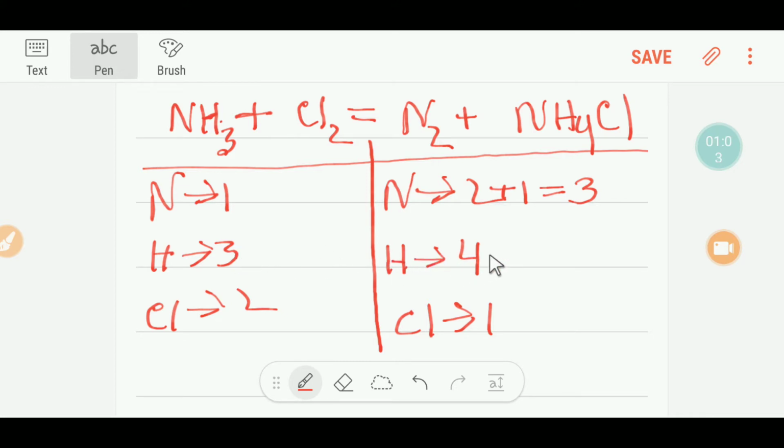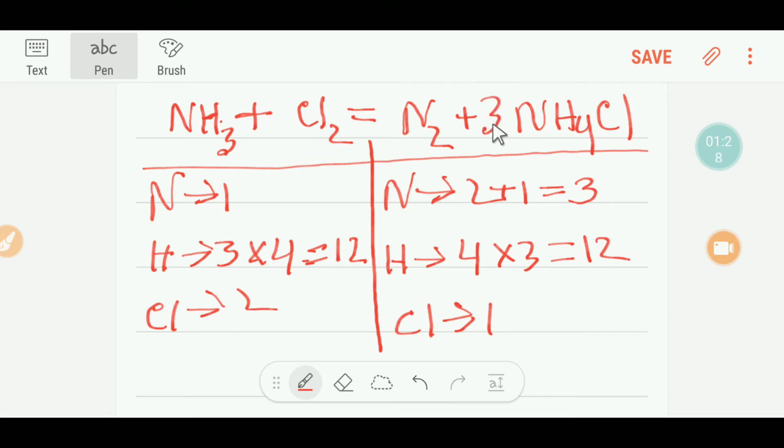Here we have 3, here we have 4. So I can multiply here by 4, that gives me 12, right? And if I multiply here by 3, that gives me 12, right? If I multiply here by 3, these 3 must come before this hydrogen that is here. So here I have to put 3.